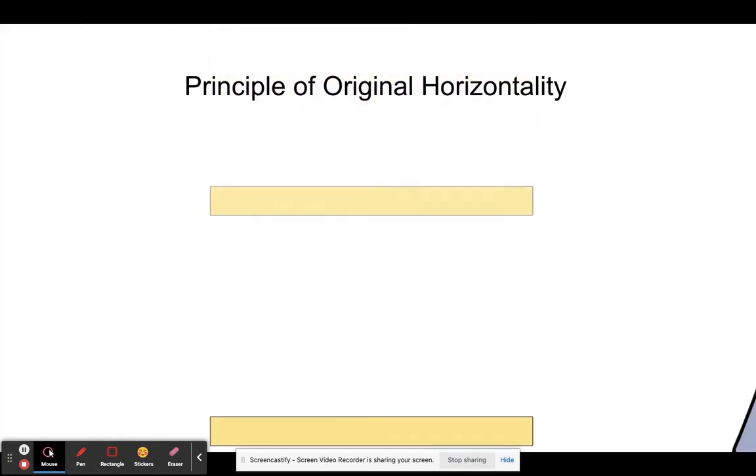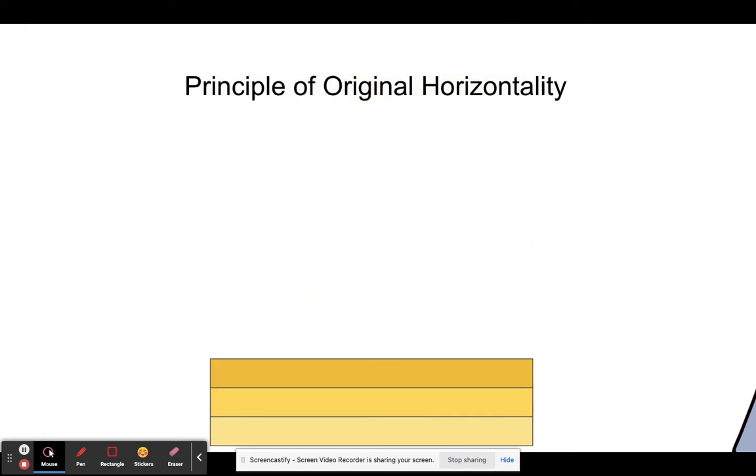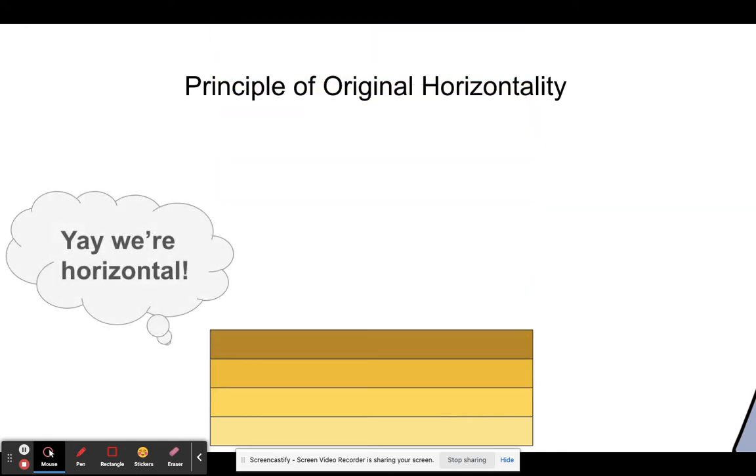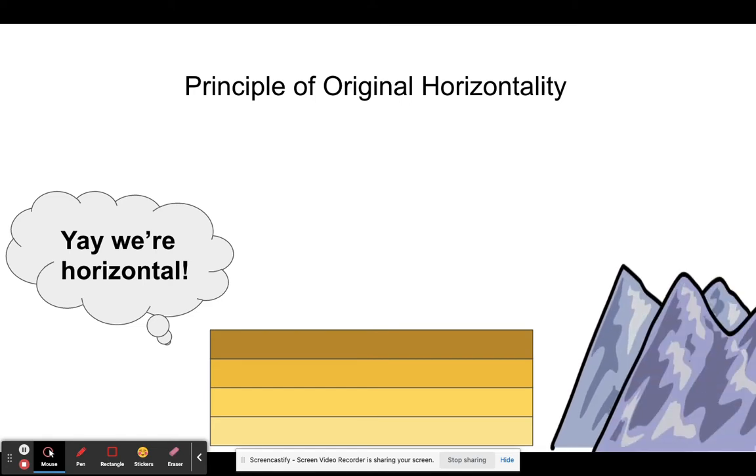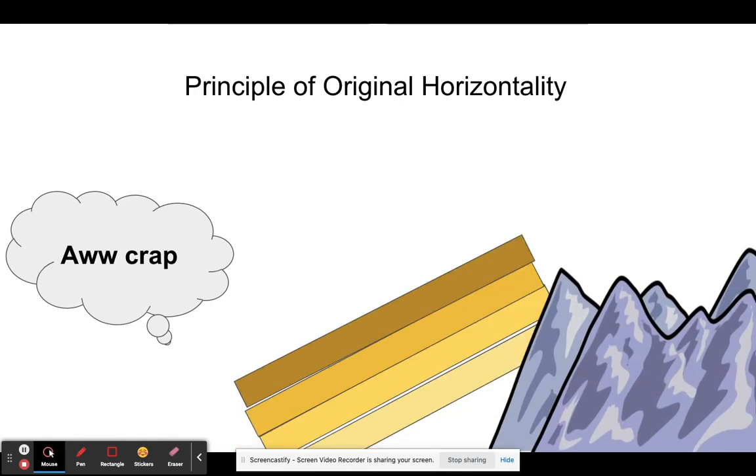It's going to look something like this. When these layers are originally created, they look like that. They're happy because they're following the rules. And then later on, let's say another continent smashes into them, and now they're not horizontal. Now they're tilted or slanted, but they weren't formed like that.